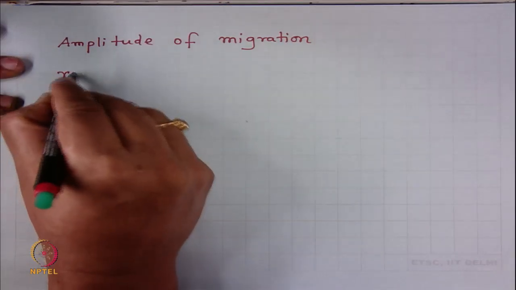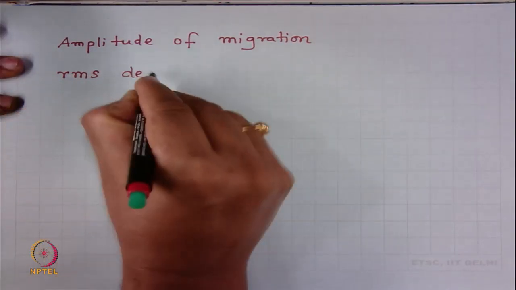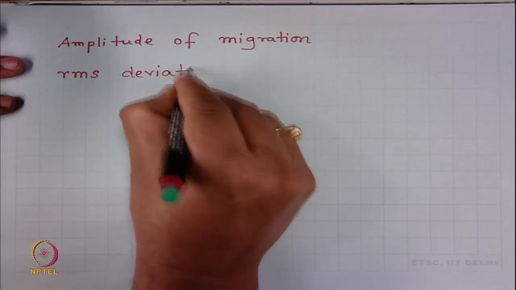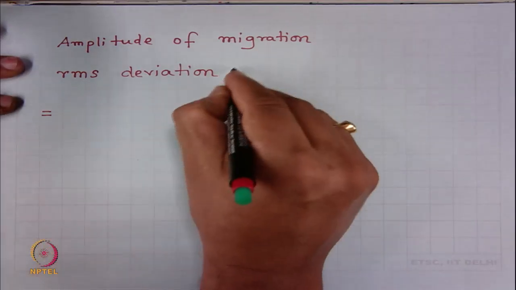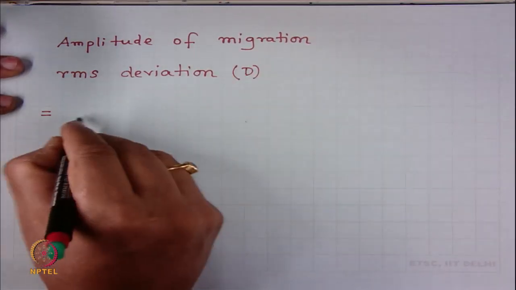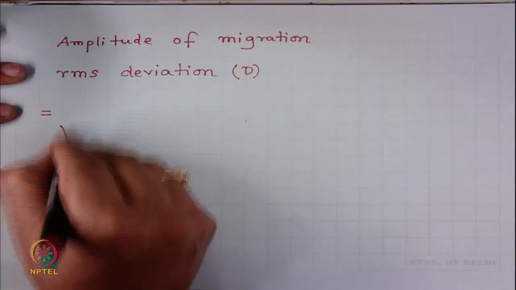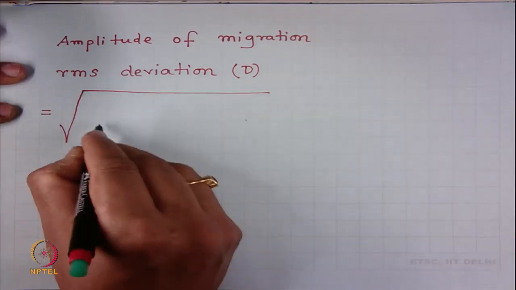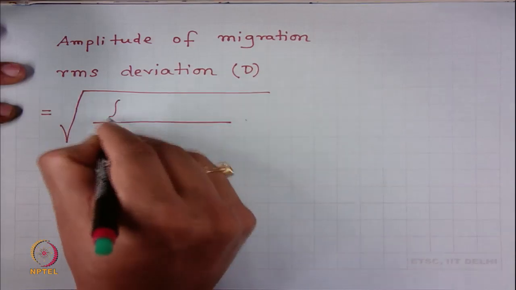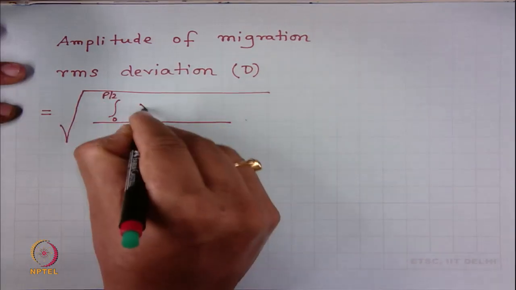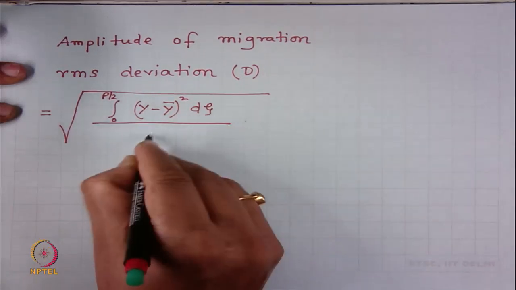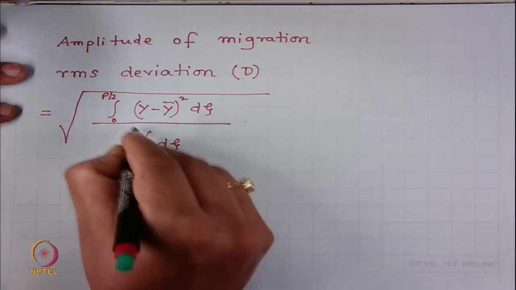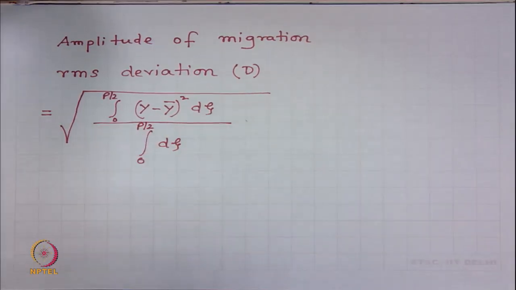Amplitude of migration is discussed in terms of RMS deviation. What is RMS deviation? RMS deviation is defined by the integral of (y minus y bar) square d zeta by d zeta. This is the definition of RMS deviation.